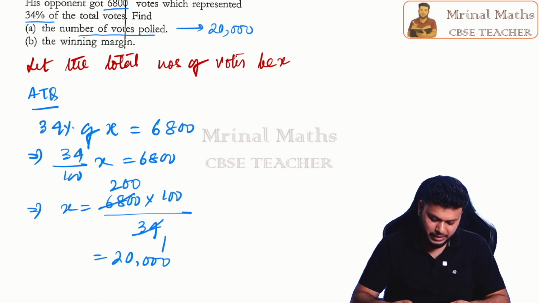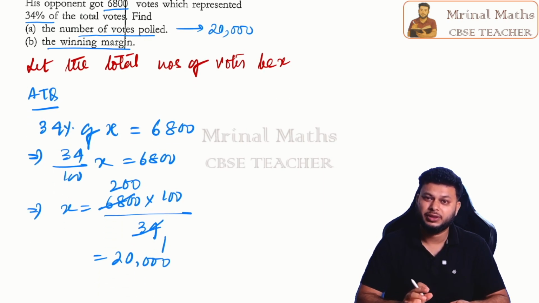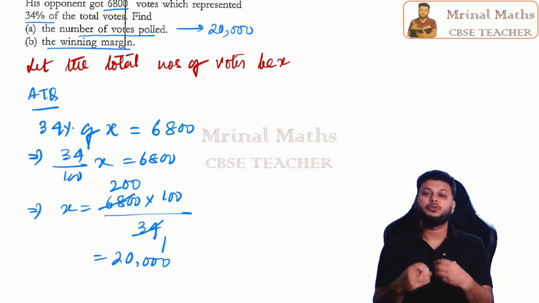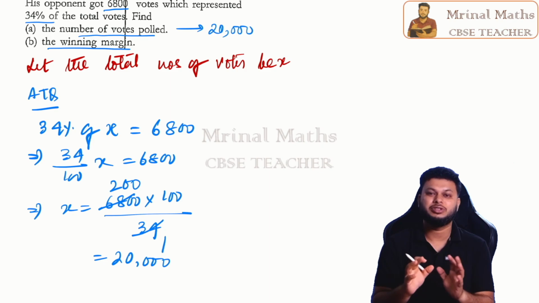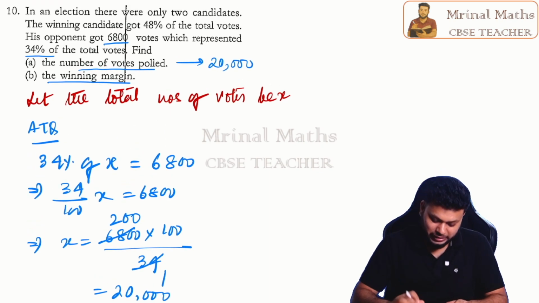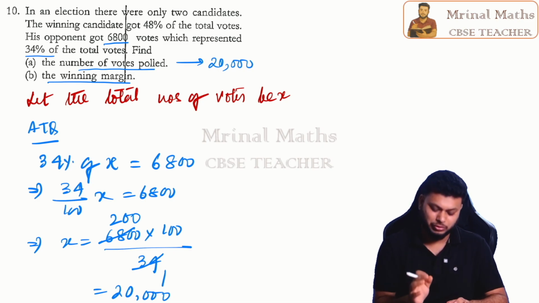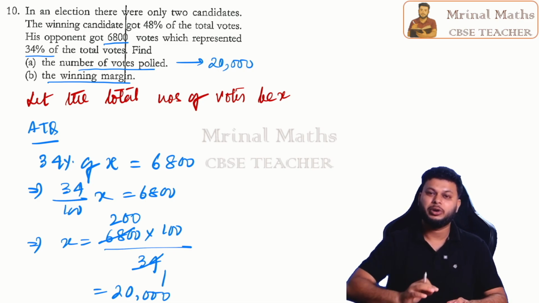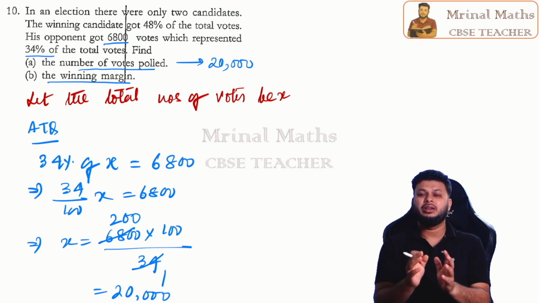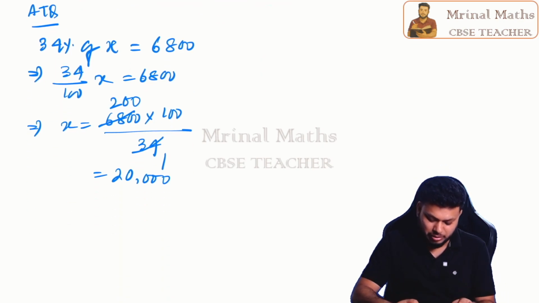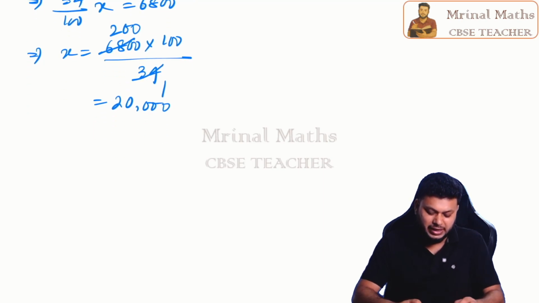Okay. And they are asking, then what is the winning margin? In the sense, the winning candidate got how many votes more than the losing candidate. So in this question, the total votes received by the losing candidate we already know, that is 6,800. But we do not know how many votes were received by the winning candidate.